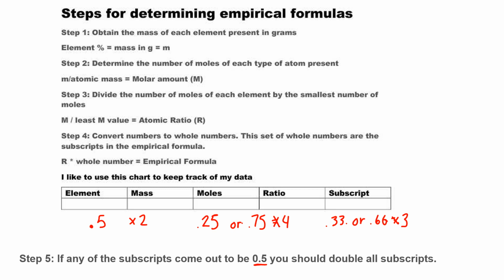And then same thing with the .25 or .75, you multiply by 4. If it's .33 or .66, you multiply by 3. There is one of the examples that I do that will show this, so pay attention when we do this.